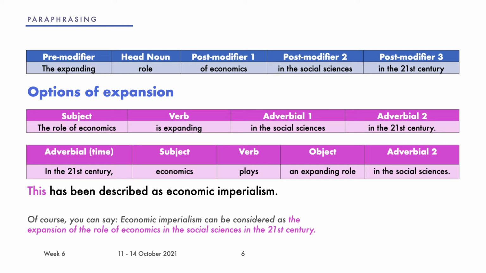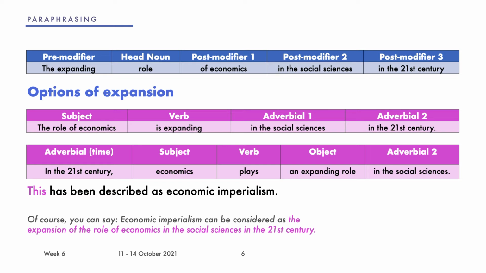And then we may want to recover the verb from the noun group. For example, we can use the adjective expanding to turn it back into a verb, expands. Or in this case, because we have the ing adjective expanding in the original noun phrase, you can consider that as a continuous action. So you can say is expanding in the social sciences in the 21st century.